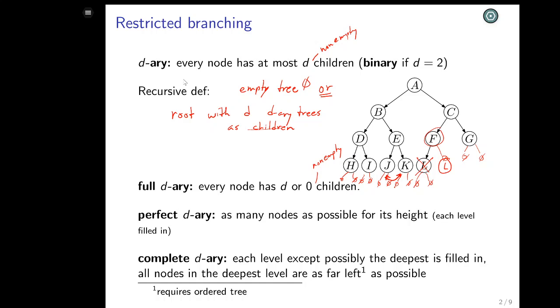I was wondering about node G. What's happening with node G? Does it have two empty children? It has empty children, so don't think of them as being children. Really, if you have an empty child, you don't have a child.